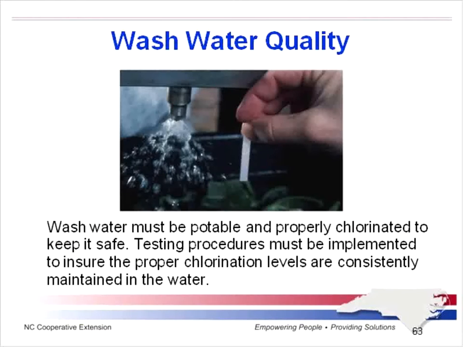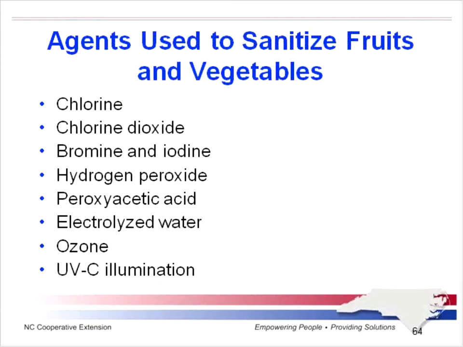In terms of wash water in the packing house, wash water must be potable, and it needs to be properly chlorinated to keep it safe. Testing procedures must be implemented to ensure that proper chlorine levels are consistently maintained. And then those maintenance records need to be recorded and become a part of your food safety plan.